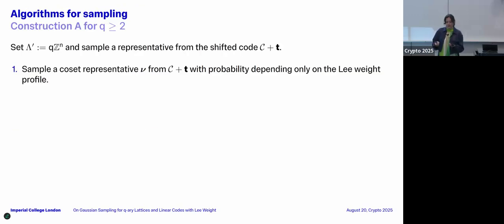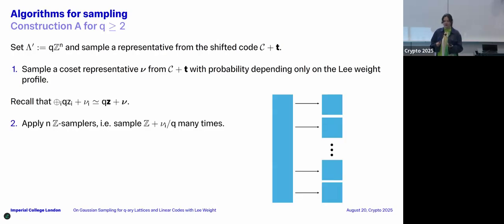So how we use this for construction A is very straightforward. Because we can write the lattice as QZ^n plus some code, our lambda prime is going to be QZ^n, and our set of coset representatives is our code, or potentially a shifted code. So the first step, we sample a coset representative from the associated code, and this probability depends only on the Lee weight profile, which we know because of our theta series analysis. And then we use, again, this trick of decomposing into direct sum to sample our vector from the coset.